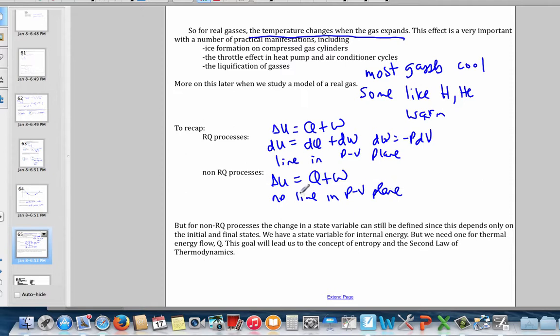But for state functions in particular, that's not a problem because between any two points in the PV plane, so that's for reversible, this is for irreversible. For any two points in the PV plane for a state function, you can just connect them with any reversible line. More on that later in the course.